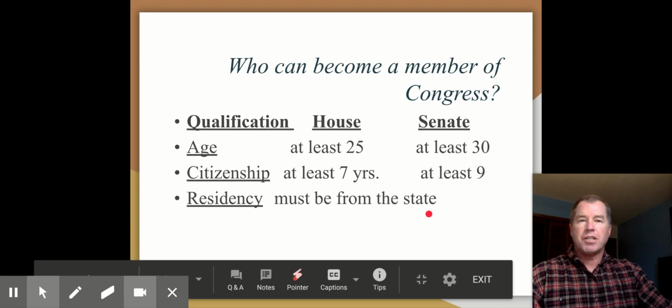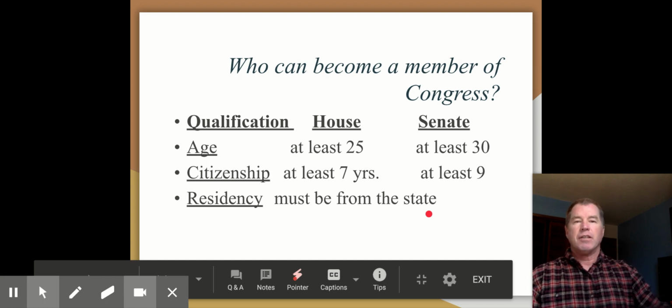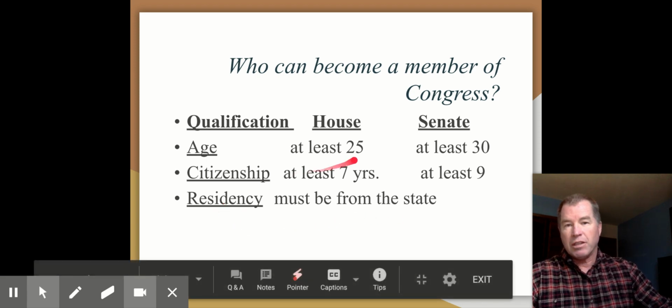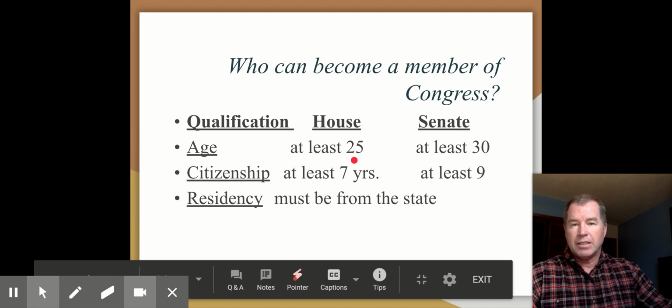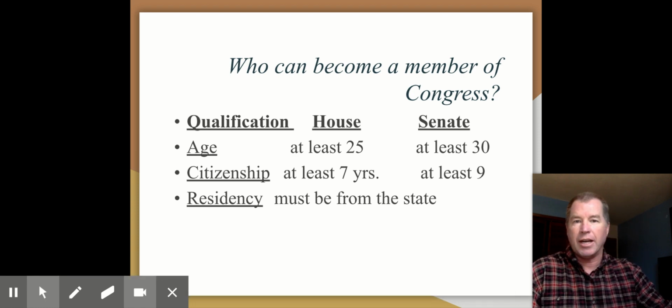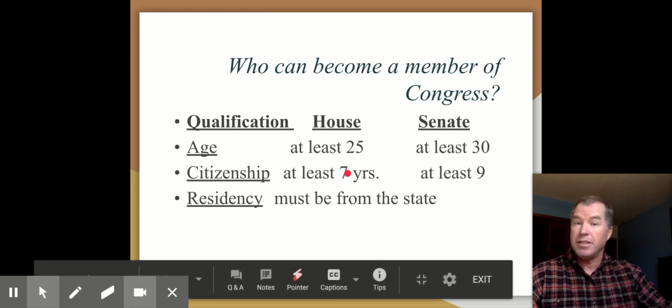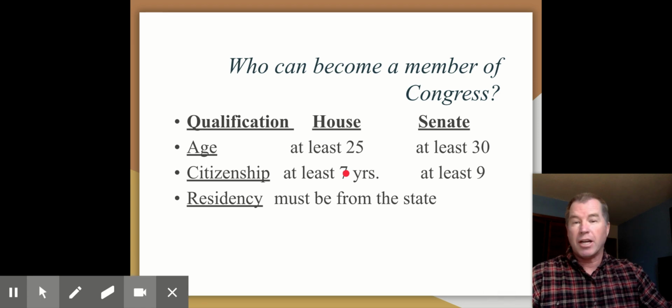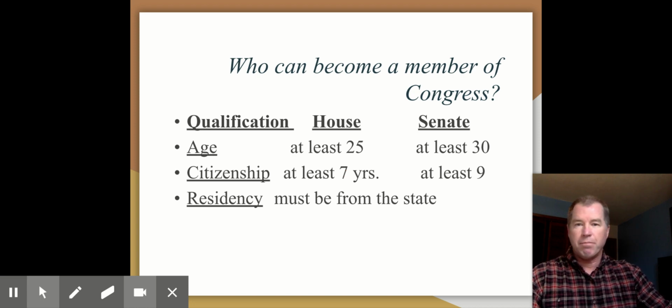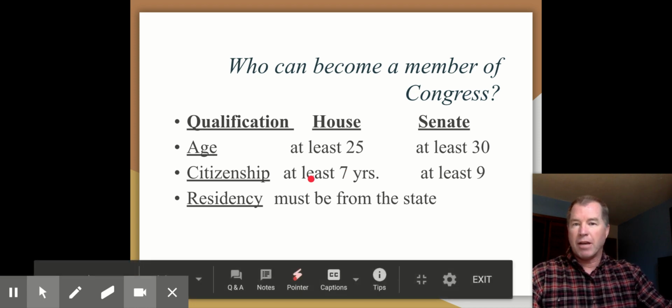Okay, those are differences. Here are some constitutional differences. Who can become a member? How do you get in the House or Senate? Well, if you're in the House, the lowest age is 25. I believe a 25-year-old was elected to the House this year from North Carolina. You have to be a citizen at least 7 years, which means you can be born in another country. You can immigrate here, get your citizenship, and become a member of the House. You've got to be a citizen at least 7 years, though.